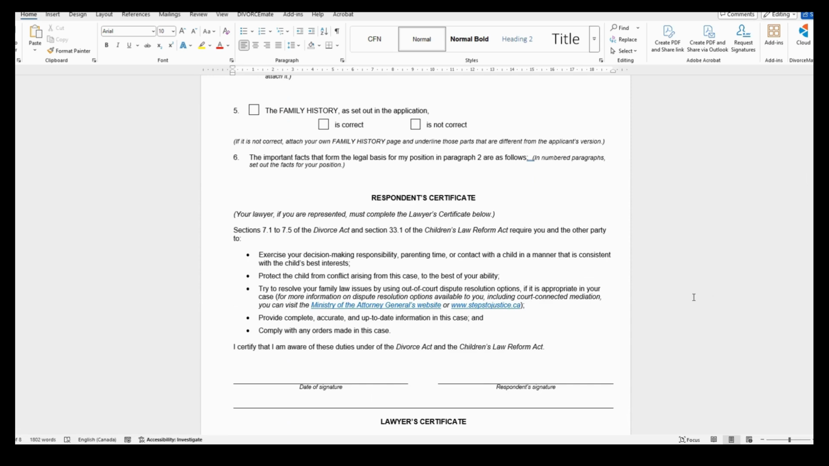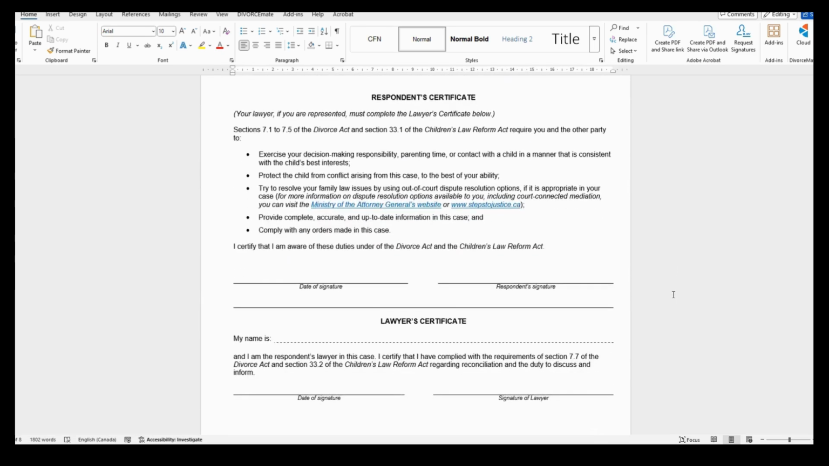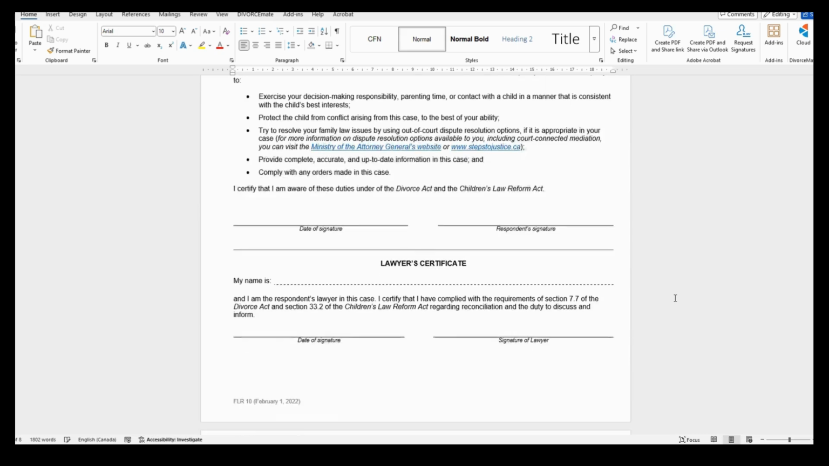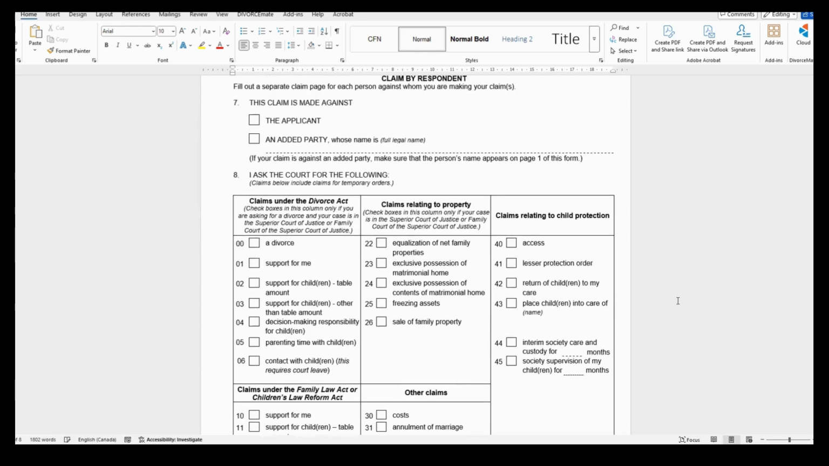So when you go to page number 3, it's asking you to sign. You can sign this and you can date it. And page number 4 are the claims. I ask the court for the following claims. Claims meaning what are the orders you're looking for.